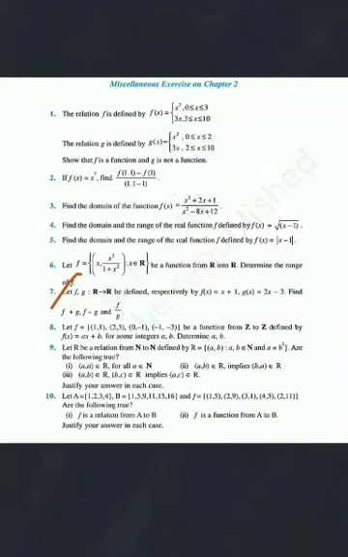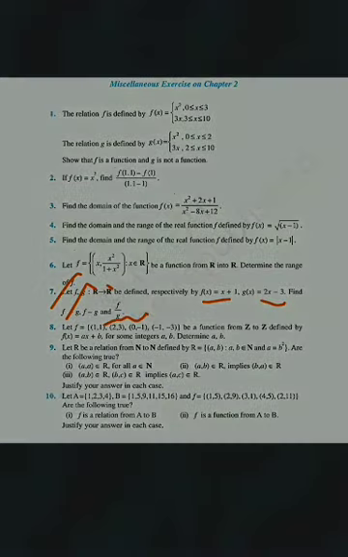See your question number 7. Let f, g with domain R and range R be defined respectively by f(x) equal to x plus 1, g(x) equal to 2x minus 3. Find f plus g, f minus g and f by g. Let's begin the solution.